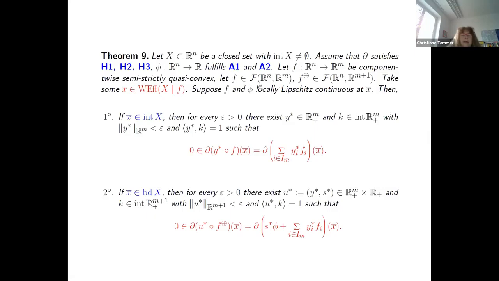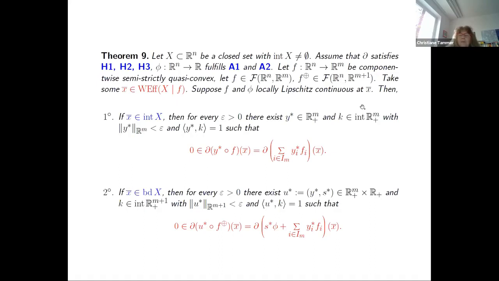Here you can see the theorem where we apply our results from section 4 under the assumption concerning the subdifferential and our standing assumptions A1 and A2. Then we have component-wise semi-strictly quasi-convex for the vector-valued function, and we consider a weakly Pareto-efficient element of the constraint multi-objective problem.